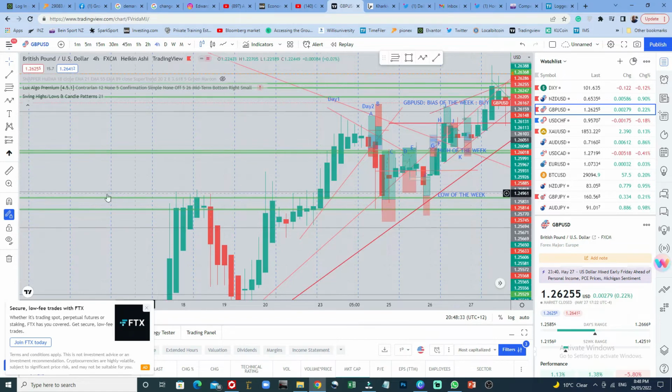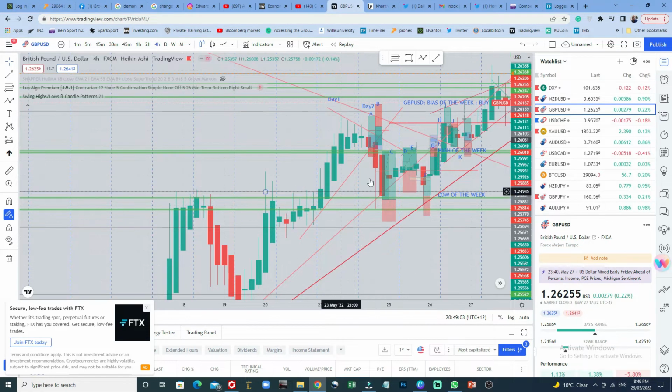Now, if you look at this line here, you can see that I put low of the week. This line is low of the week. How did I get this line? I started from under this bar, and the high of the week is under this bar here, then the high of the week is this one here. It has shifted a little bit, but you mark high and low of the week.